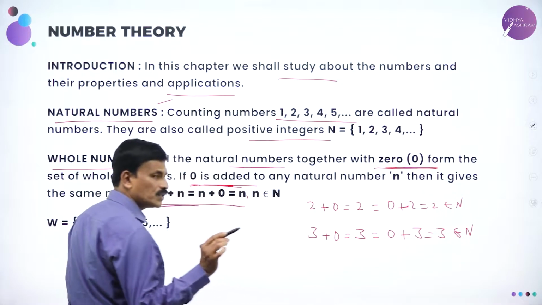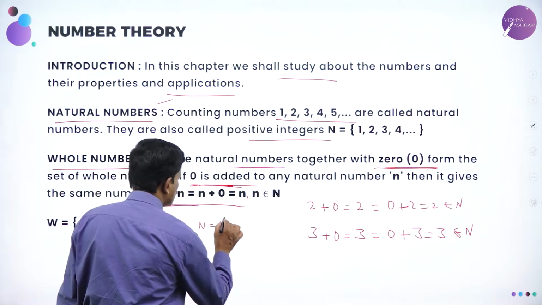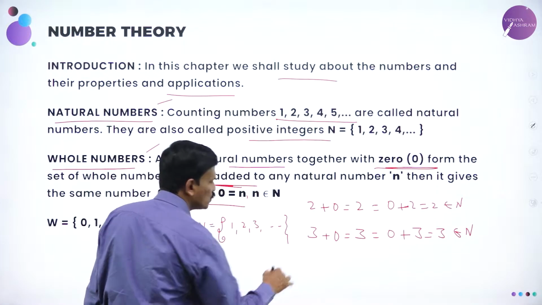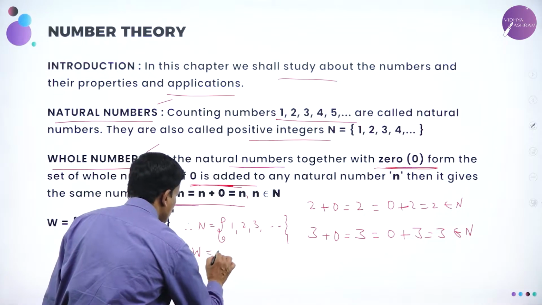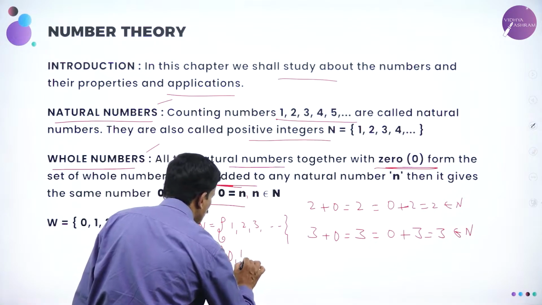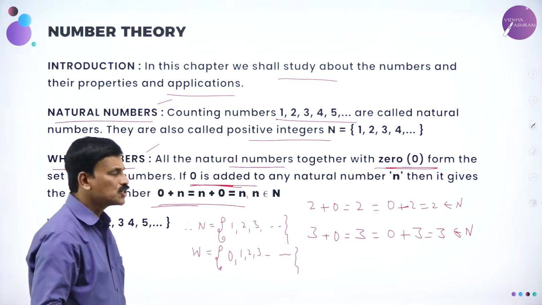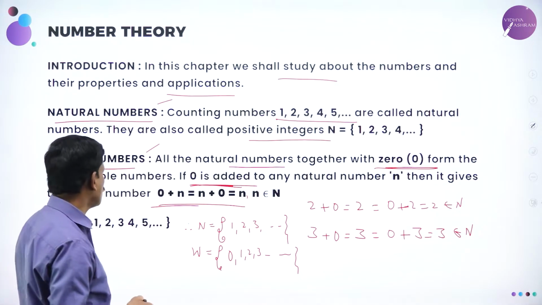So, therefore, in total, the set of natural numbers is denoted as N. N contains all the counting numbers like 1, 2, 3, and the set of whole numbers is denoted as W, which includes 0 as well as all the natural numbers 1, 2, 3, the positive numbers. So, this is regarding the natural numbers and the whole numbers.